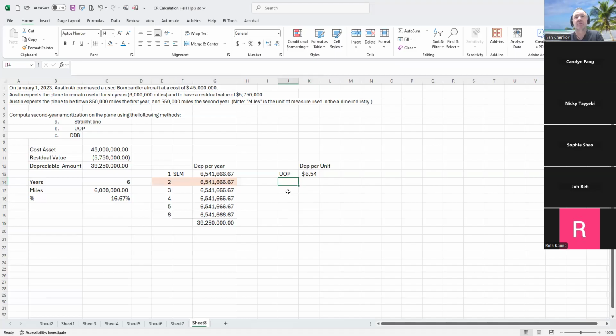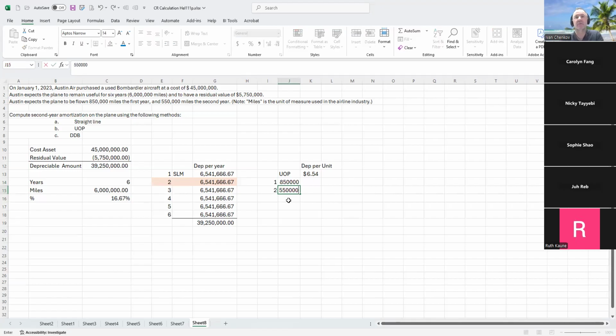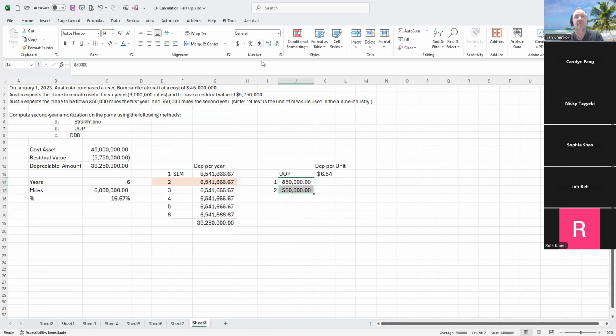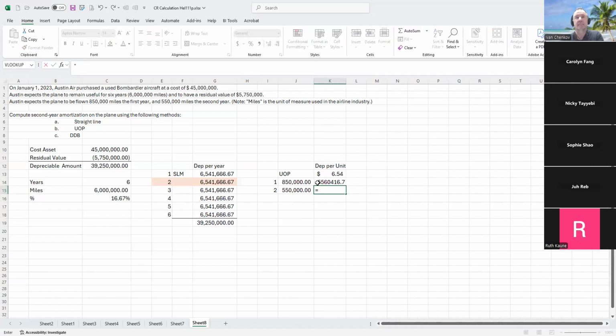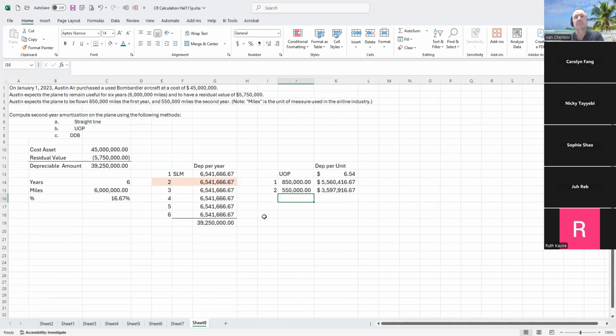So do I know how much I use this machine in year one? In year one, I use it 650,000 miles. Year two, I use it for 550,000 miles. Can I get depreciation for any of those 2 years? So how much would be the year two here?